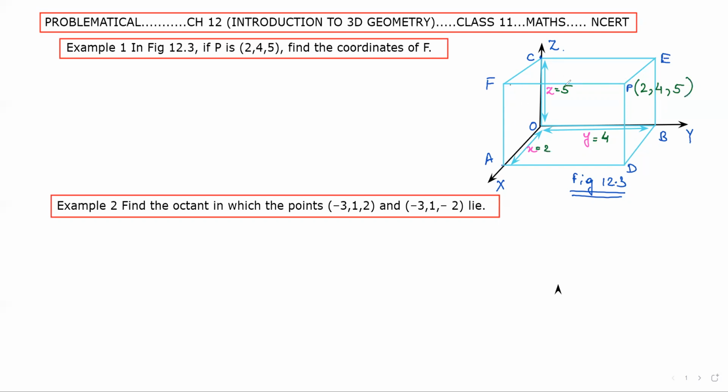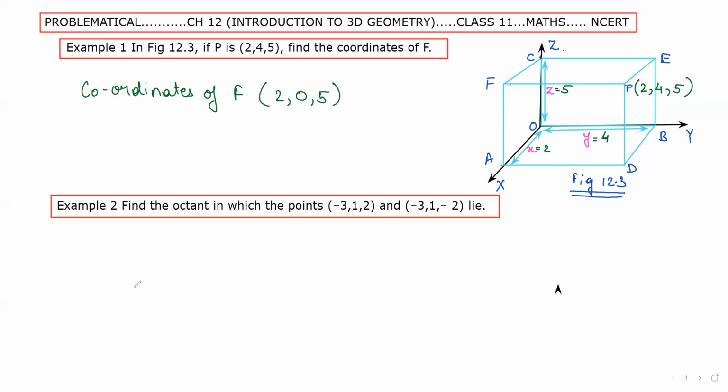So F can be considered as the foot of the perpendicular from point P on the xz plane. This line FP is parallel to the y-axis. So your y coordinate is being reduced to 0. Also in the xz plane, your y coordinate is 0. So the coordinates of point F will be (2, 0, 5). The x and z coordinates will remain as they are, only the y coordinate will be 0.